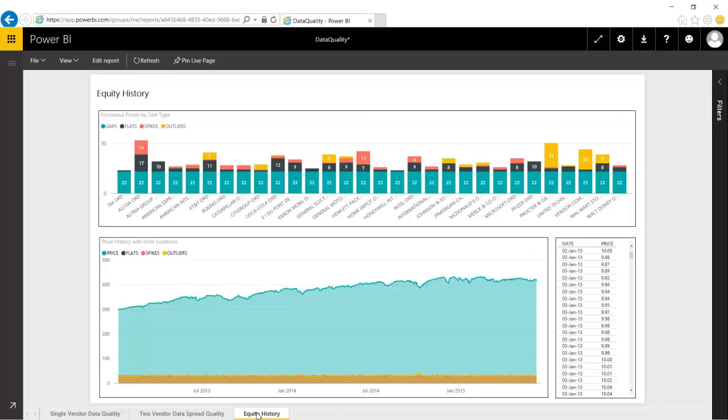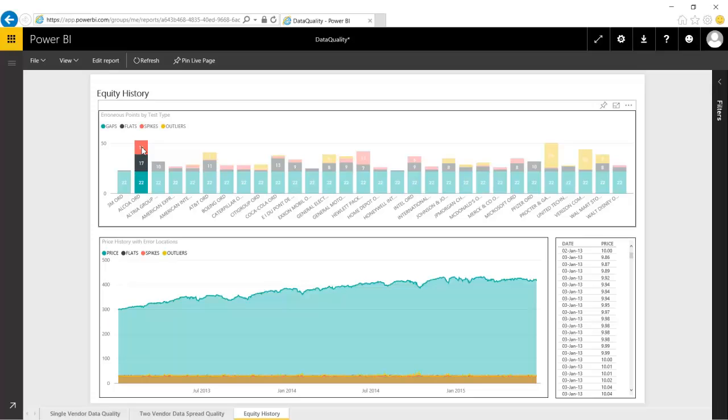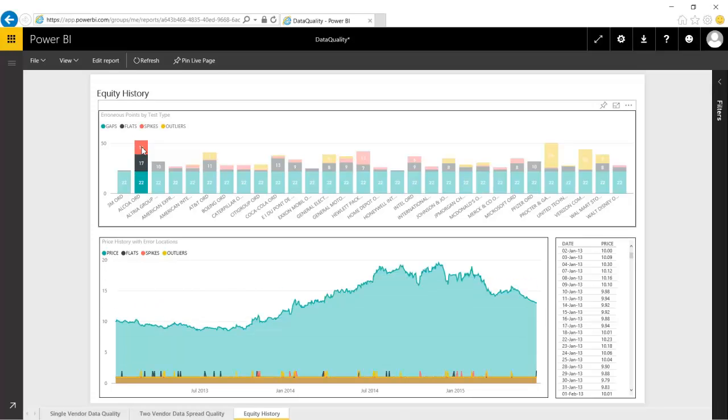Our final example, returning to the equity data. In this case, we're going to look at the physical data so we can see where those erroneous points actually were. If we return to Alcoa, on the bottom chart the blue chart is the actual price data, and at the bottom we can see where the flat spots are. We have little black spikes. Where the spikes are, the little red spikes, and for the outliers, they're yellow.